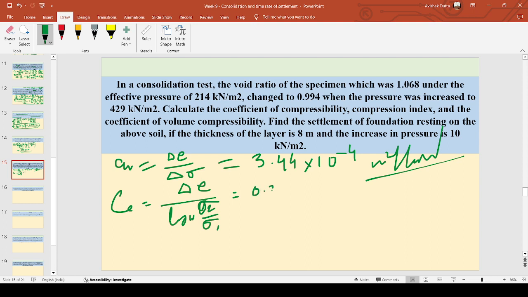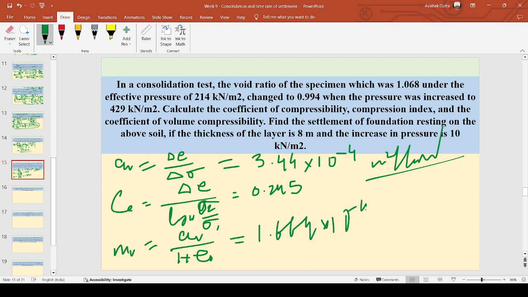Have you solved it? Yes, sir, 0.245. So first and second are done. Third is the coefficient of volume compressibility, that is mv. mv is av by 1 plus E0, the coefficient of compressibility divided by 1 plus E0. So av we have found out. E0 is 1.068. So we get a value of around 1.664 into 10 to the power minus 4 meter square per kilonewton. Okay, this is the value.